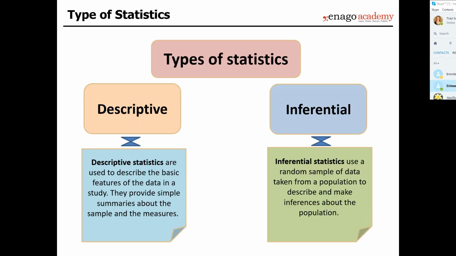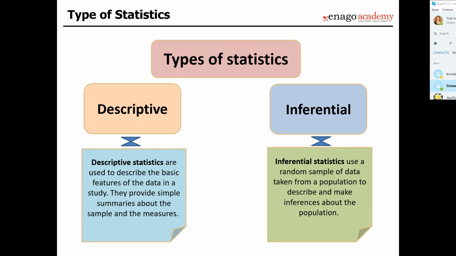Okay, so let's talk a little bit about statistics. There's primarily two different types, descriptive versus inferential. And when we're talking about descriptive statistics, we're basically describing the data set. What does it look like? What's in it? How does it present? It basically provides a simple summary about the sample and its measures.